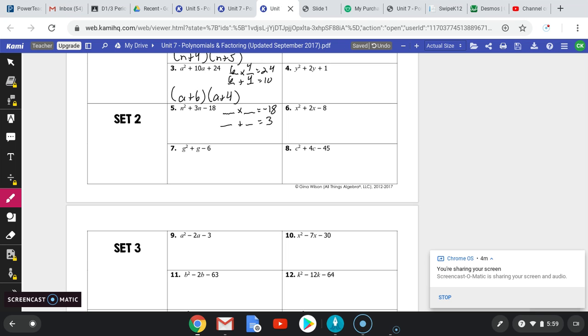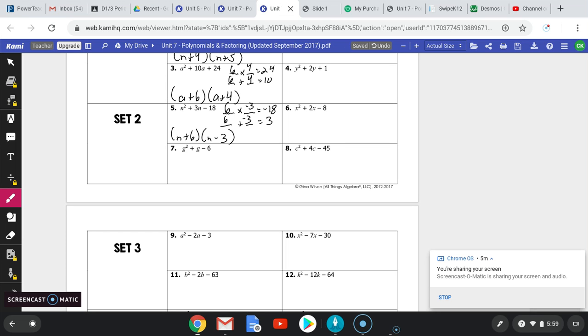So think of numbers that multiply to 18. Let's just say, for example, 9 and 2. That means one of them has to be negative. Is there any way I can have one of the numbers be negative, 9 and 2, so that they can add to positive 3? And the answer is no. So when I think about it, positive 6 and negative 3 is my answer here, because 6 times negative 3 is negative 18, and 6 plus negative 3 is positive 3. So n plus 6, n minus 3.